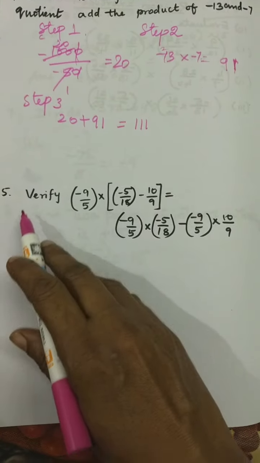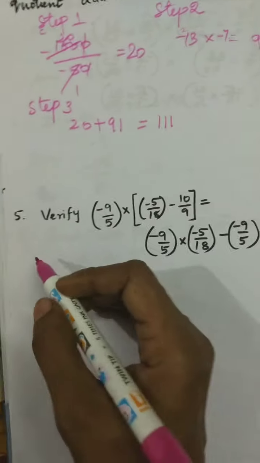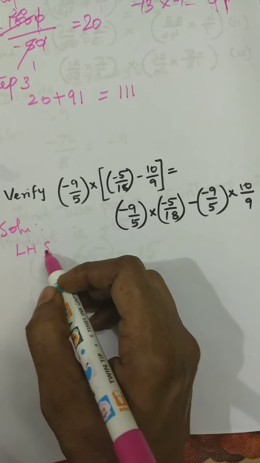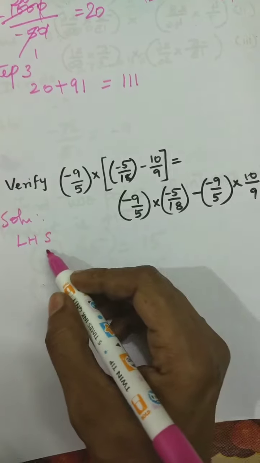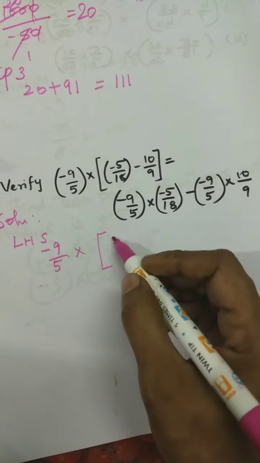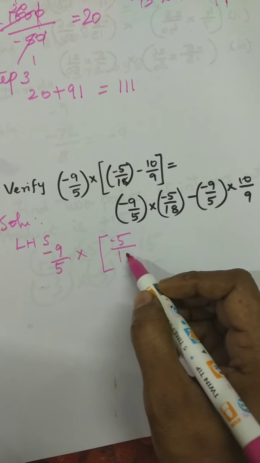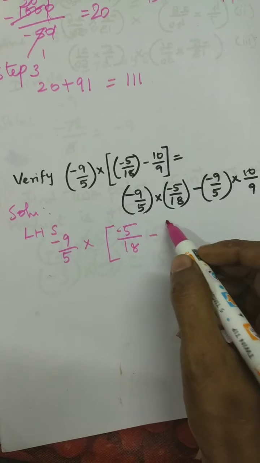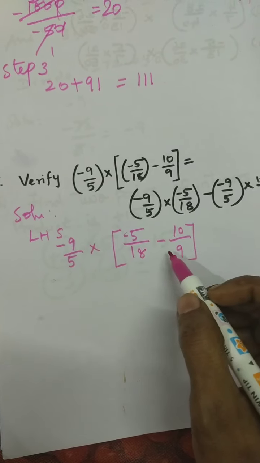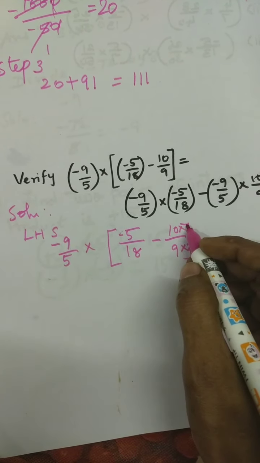The next one, you have to verify this. Left hand side is equal to right hand side. So we shall solve the LHS. This is the LHS. You have to solve this. Minus 9 by 5 into, between this, minus 5 by 18 minus 10 by 9. Here you have to see the LCM, isn't it? We can make the 9 to 18, that is, if you multiply by 2.